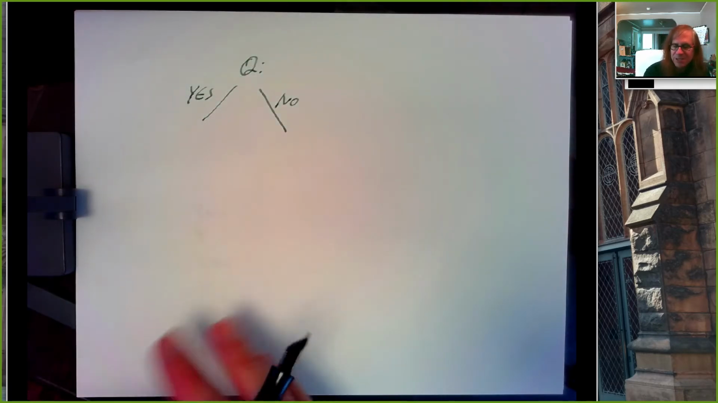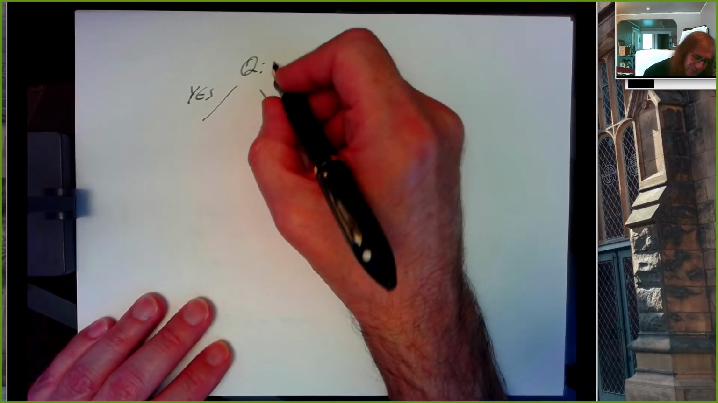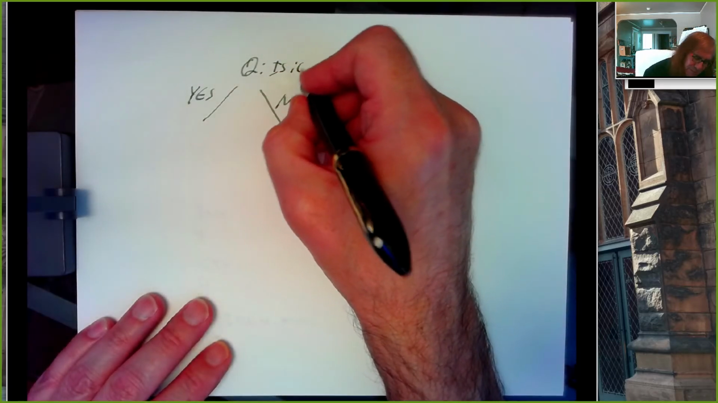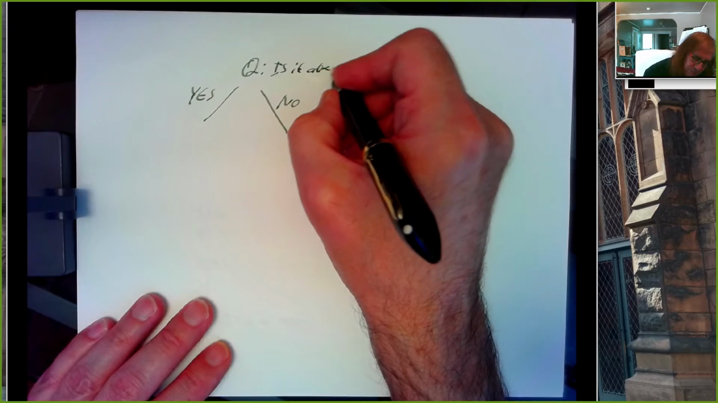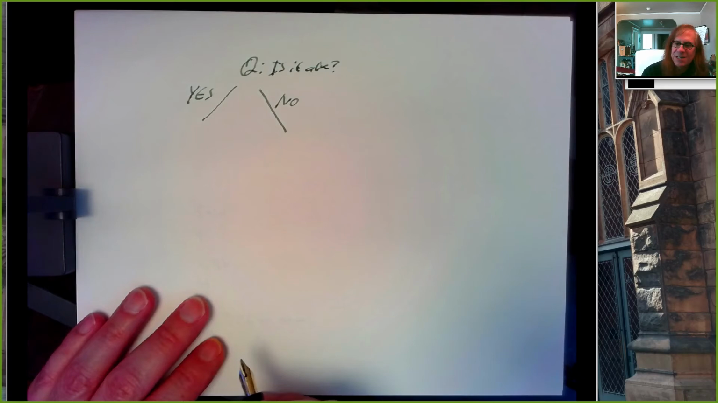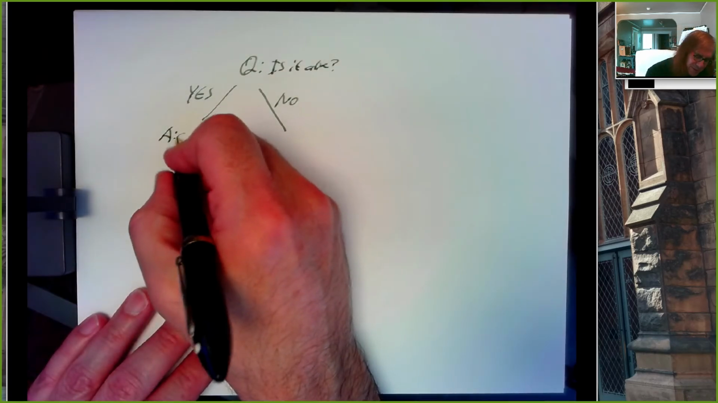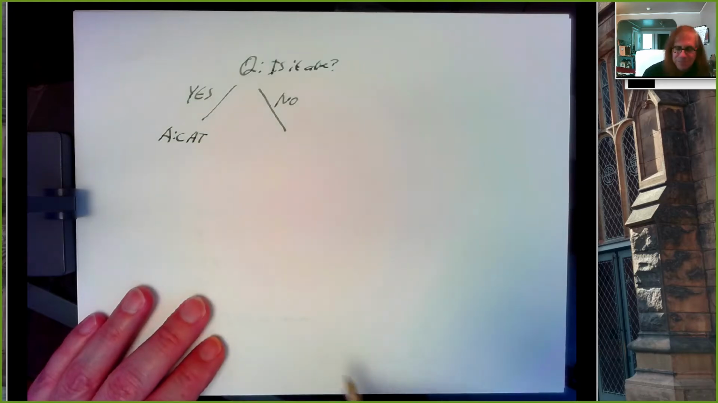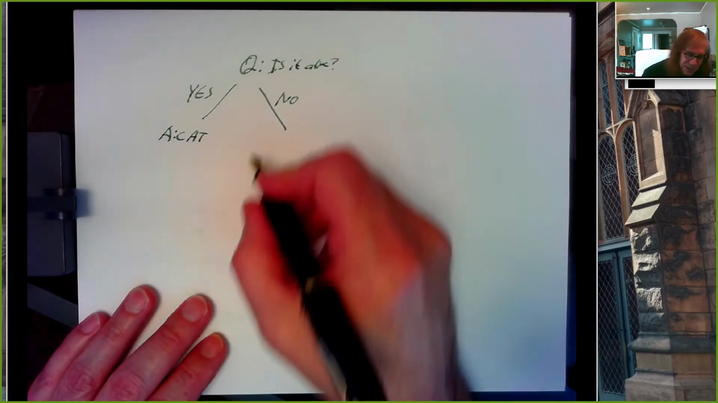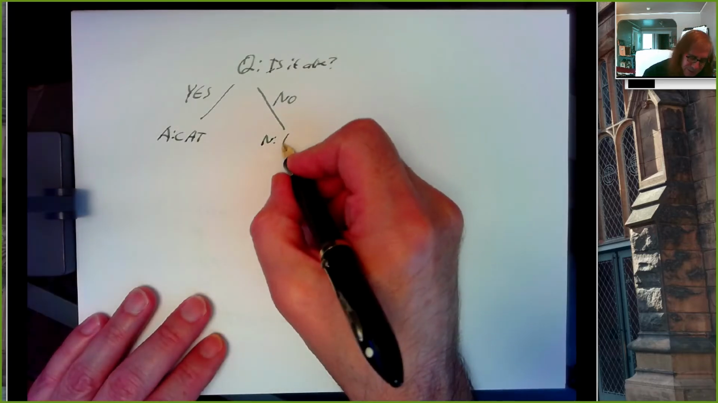So we have a question, and we're going to ask the person this question. Let's say we want to figure out what the person's thinking of. So our first question would be, is it alive? If they say yes, we're going to say, okay, I think I know what you're thinking of. You're thinking of a cat. And if they say no, it's not alive, we're going to say, okay, I think I know what you're thinking of. You're thinking of a rock.